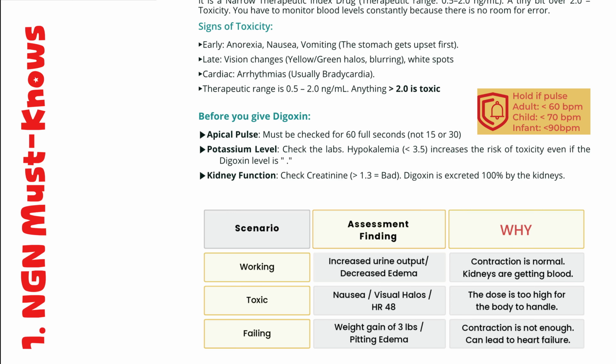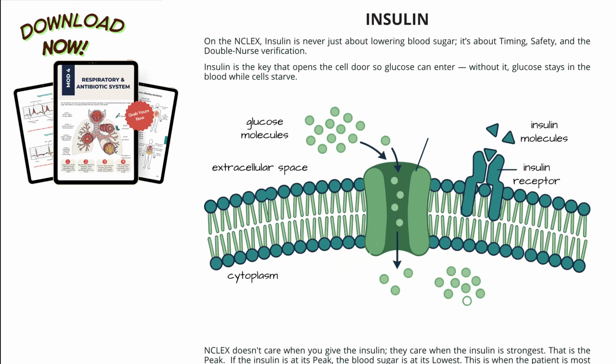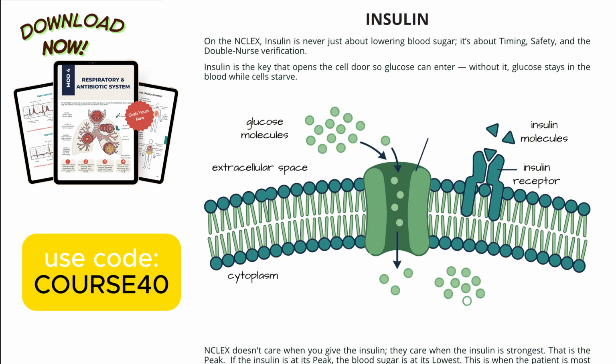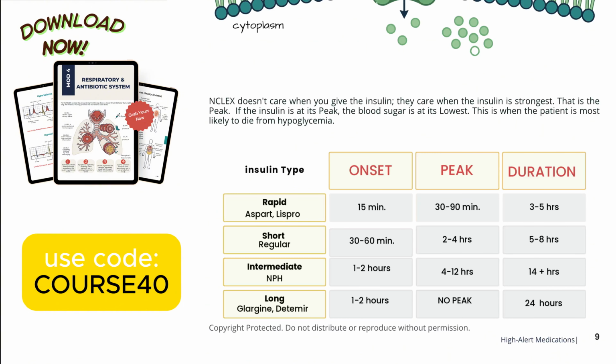And check kidney function. Digoxin is excreted entirely by the kidneys, so a creatinine above 1.3 means the drug will accumulate to toxic levels. Insulin unlocks the cell's glucose channels. Without it, glucose stays trapped in the blood while cells starve. The exam cares most about the peak. The moment insulin activity is highest is also the moment blood glucose is lowest, and that's your highest risk window for hypoglycemia. Know your onset, peak, and duration cold.